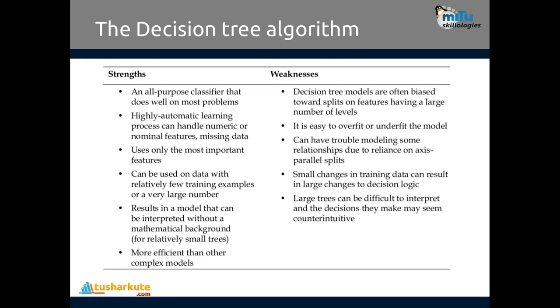Now let's see the strengths and weaknesses of this particular algorithm. Strength: it is an all-purpose classifier that does well on almost all problems. This is my experience also. The decision tree algorithm gives, not the highest, but moderate accuracy in almost all kinds of classification systems. Highly automated learning, it can handle numeric and nominal features as well as missing data also. It uses only the most important features. That's also a main property that it has. The features which are most important in generating the tree, only they are used in the decision tree model.